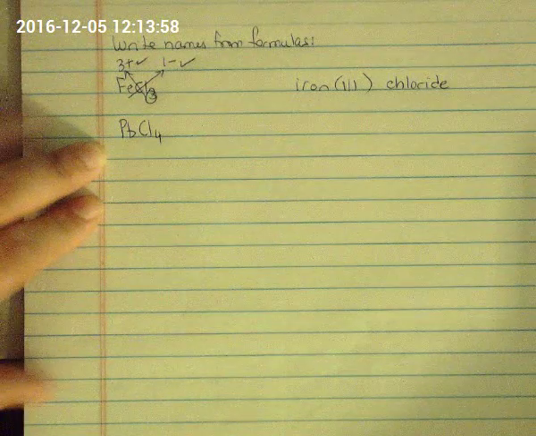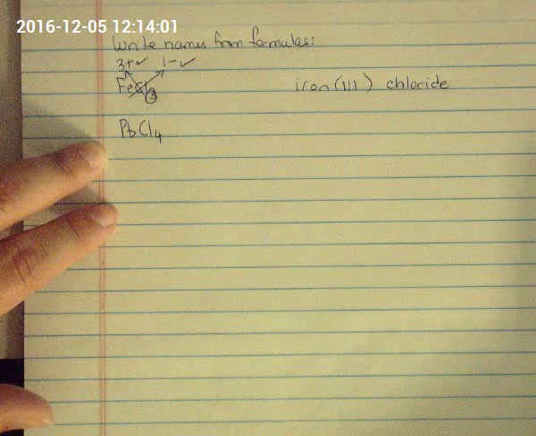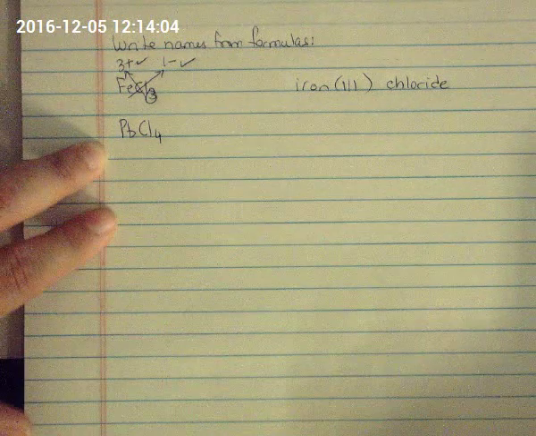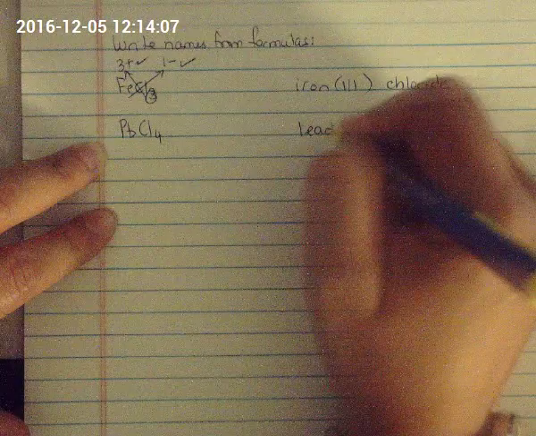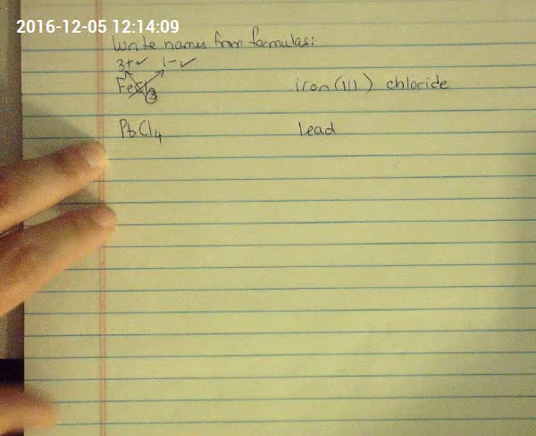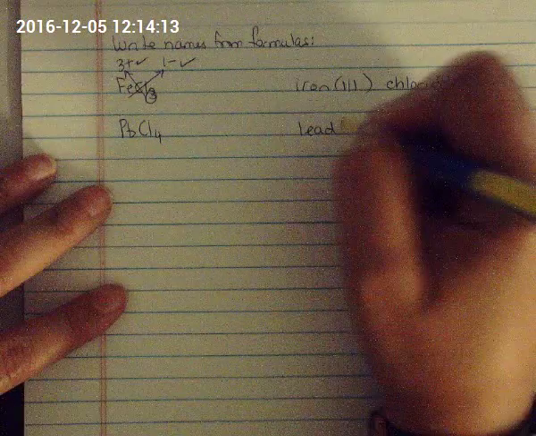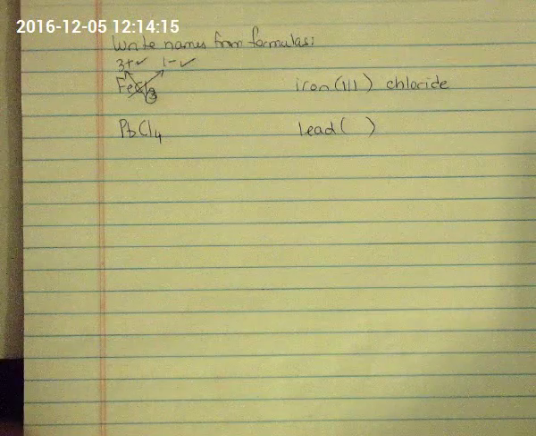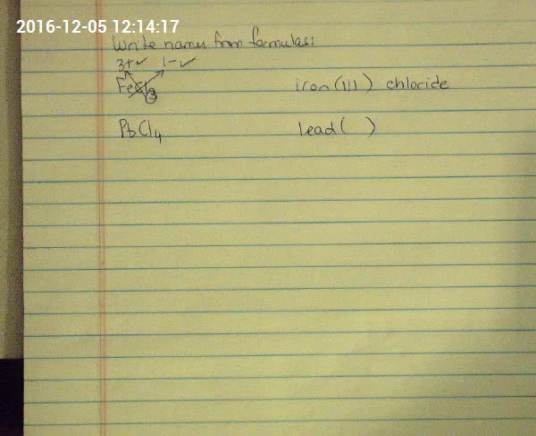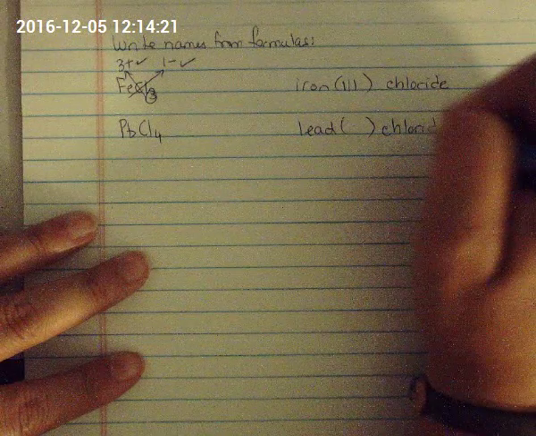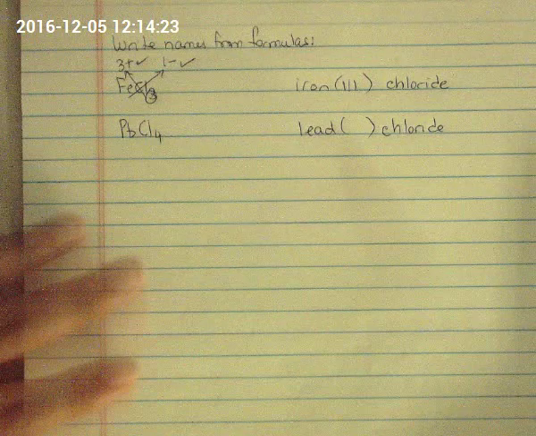Okay, PbCl4. Okay, so Pb is lead, right? Is it in the D block? So what am I going to need in the middle of the name? Roman numeral. Is it binary? So how do I finish off the name? It would be chloride. And now the question becomes, what's that Roman numeral in the middle?